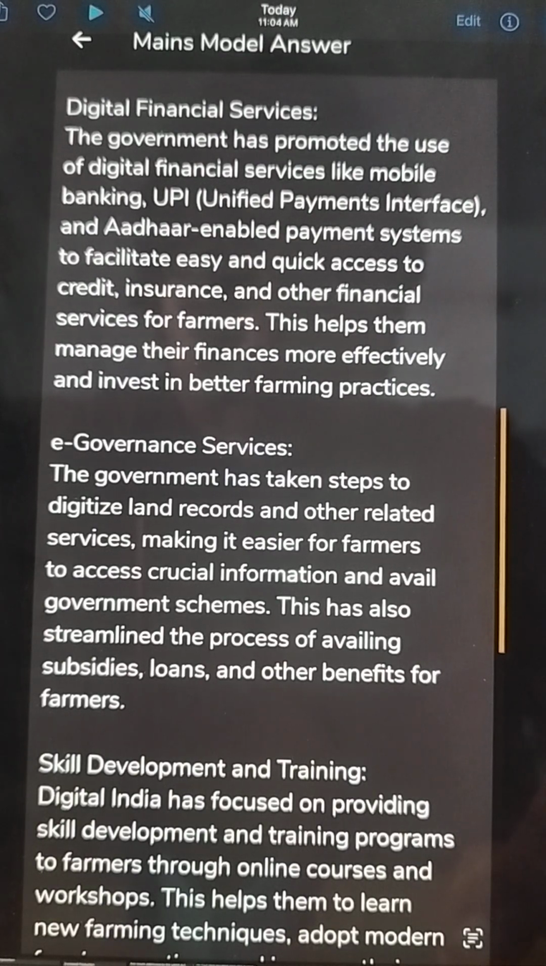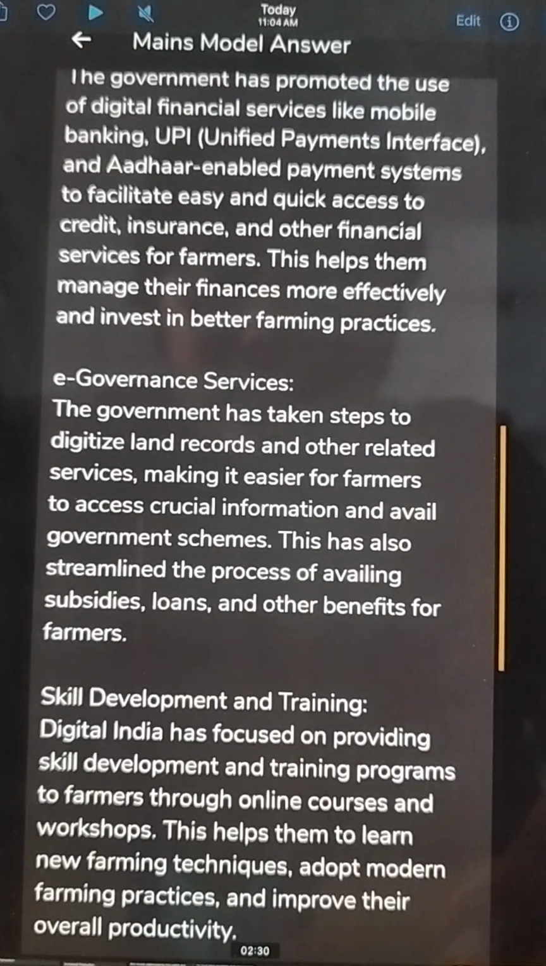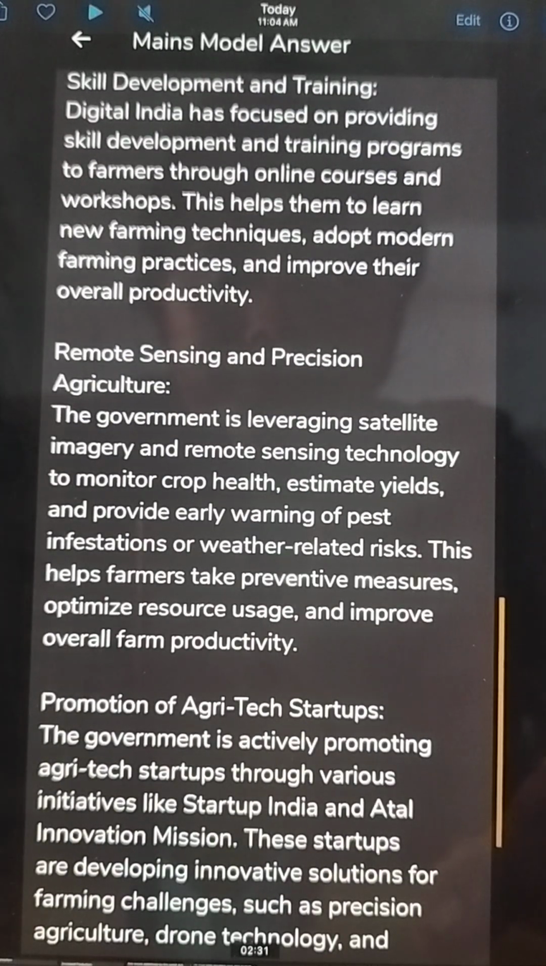Then comes skill development and training. Digital India has focused on providing skill development and training programs to farmers through online courses and workshops. This helps them to learn new farming techniques, adopt modern farming practices, and improve their overall productivity.